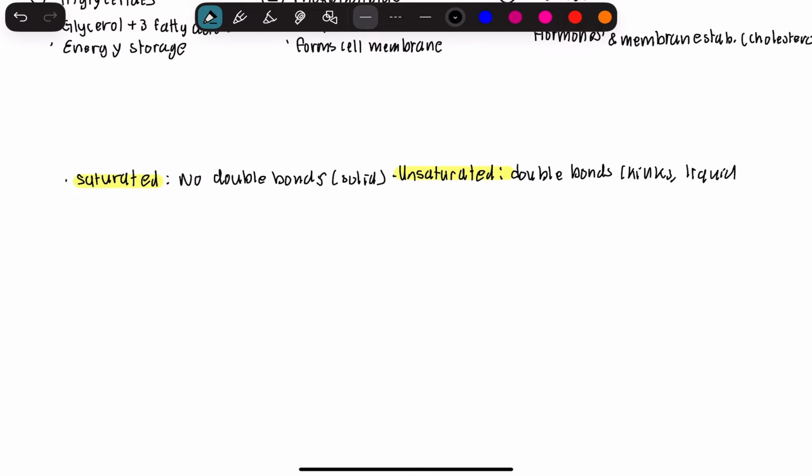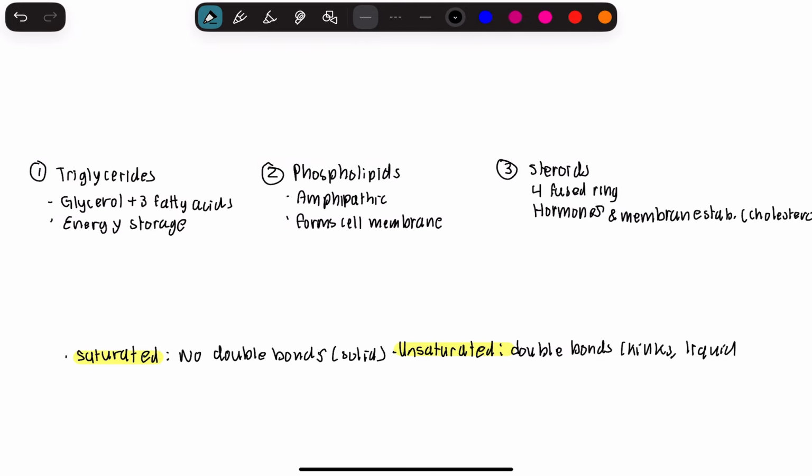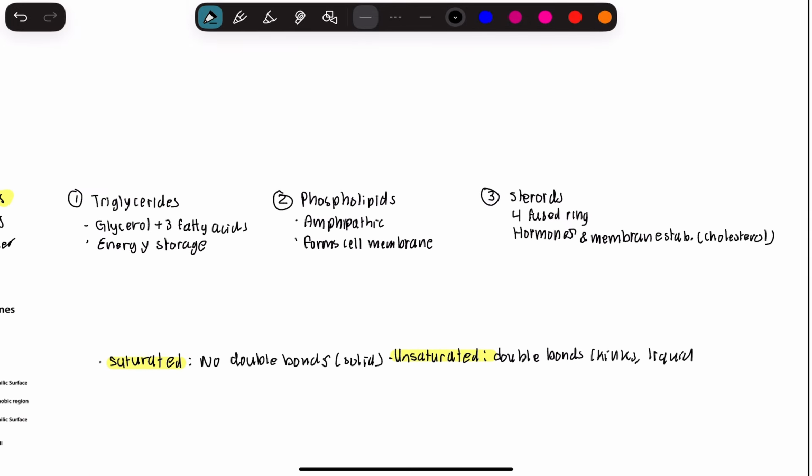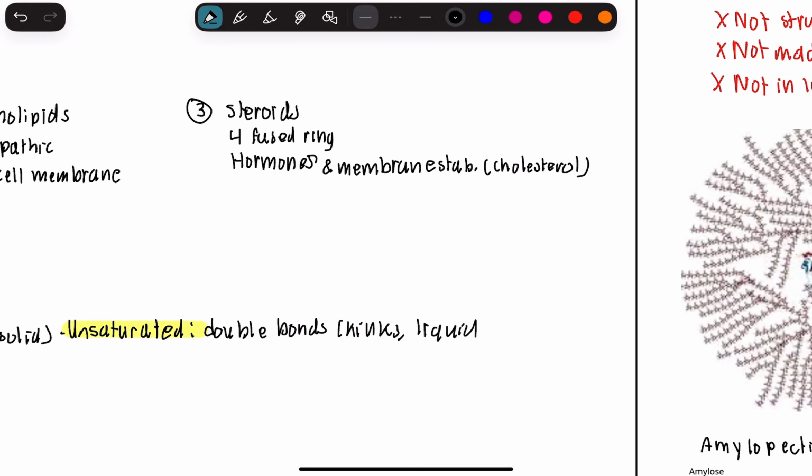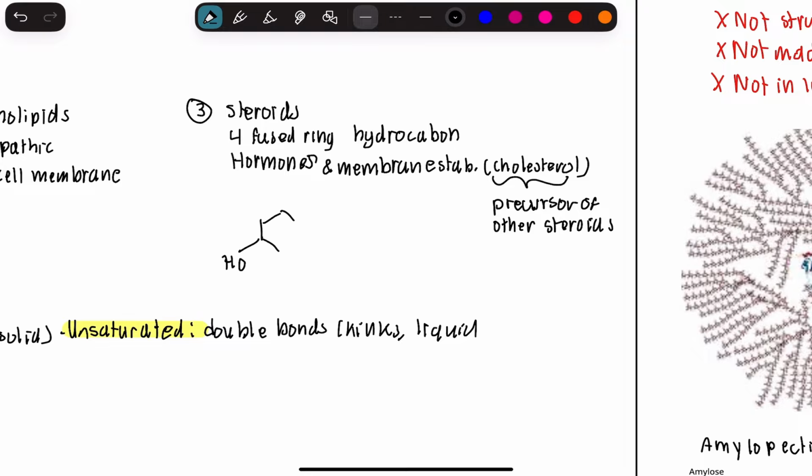Now, continuing on with this, they have no true monomers. Energy storage, cell membrane. Steroids have 4 fused hydrocarbon rings. Cholesterol is the precursor of the other steroids. Now, you can think of, for example, this molecule here. You have HO, 1, 2, like this.